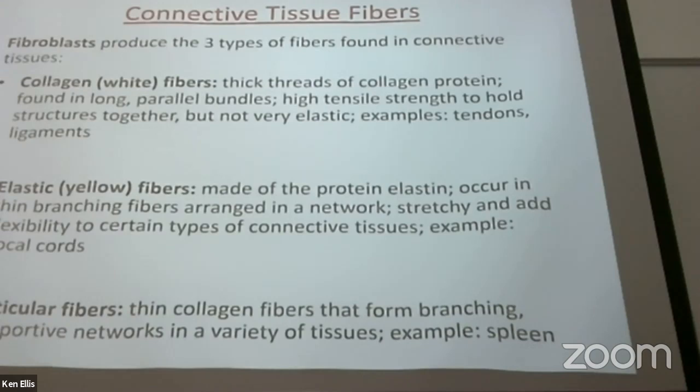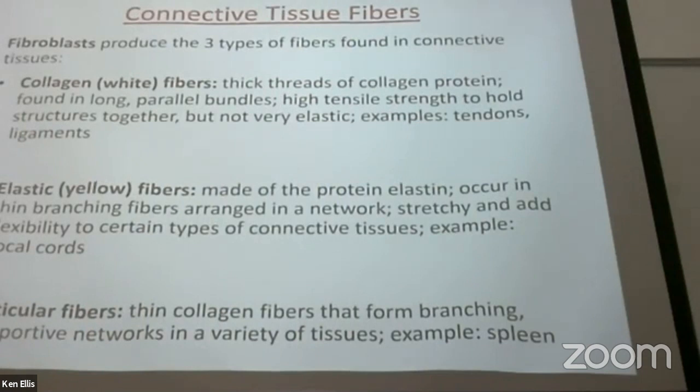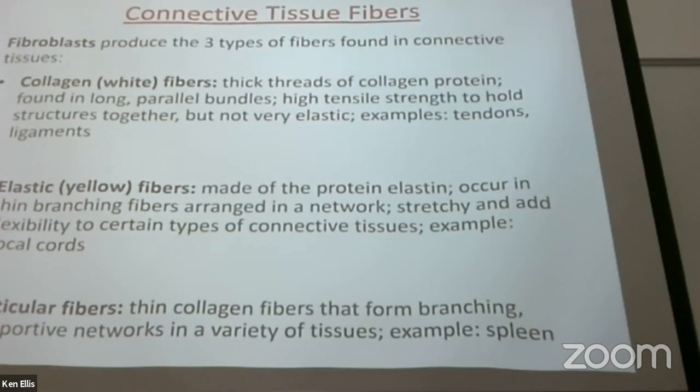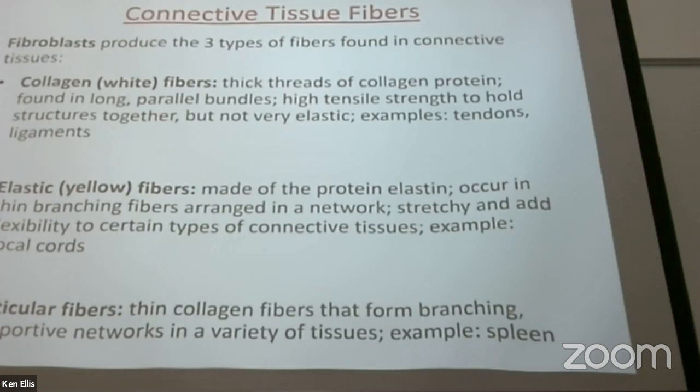You have fibers in those bones, as well as the bone material you see when it's dead. Those fibers give it a little bit of play so it can move back and forth. Parallel bundles give high tensile strength to hold structures together, but not very elastic. Tendons and ligaments, do they have a little give? Yeah, but not very much.